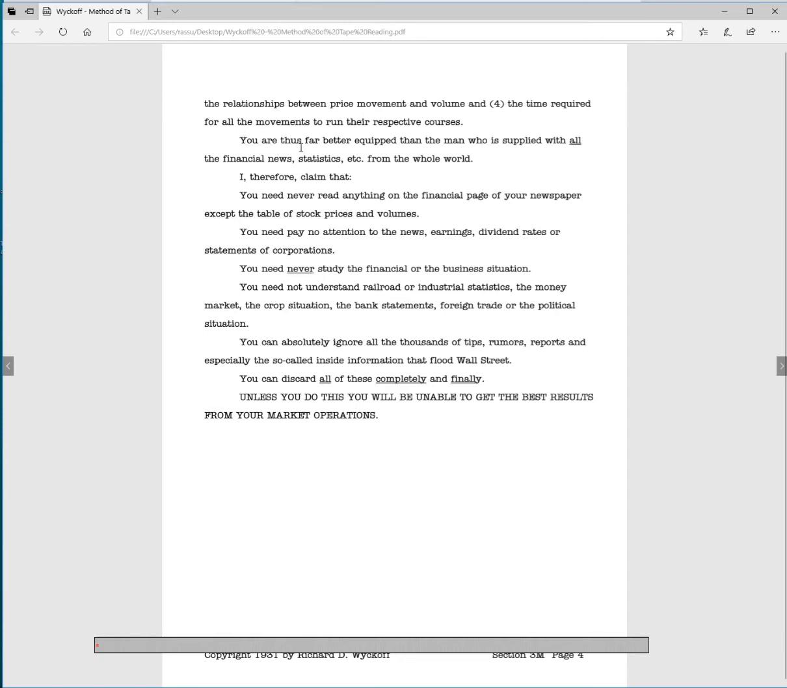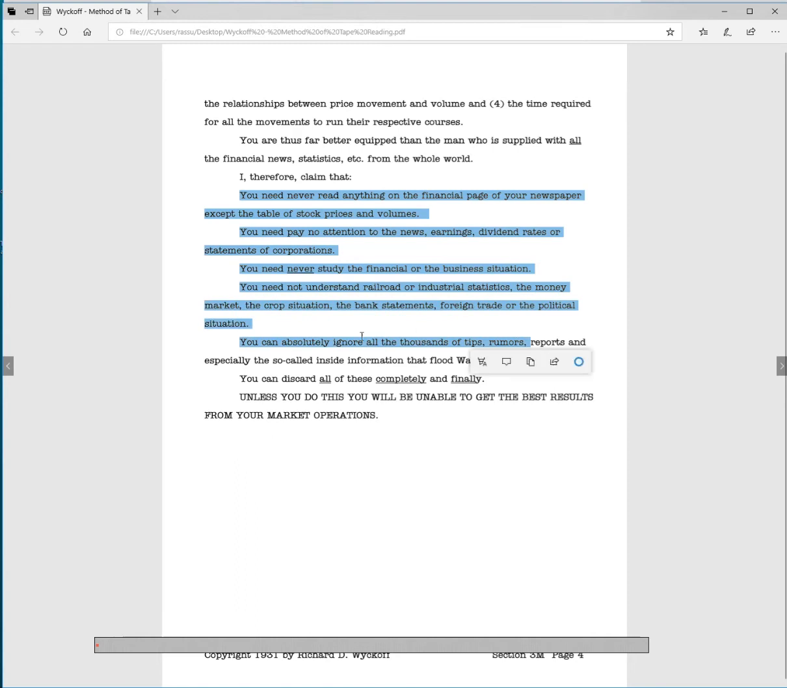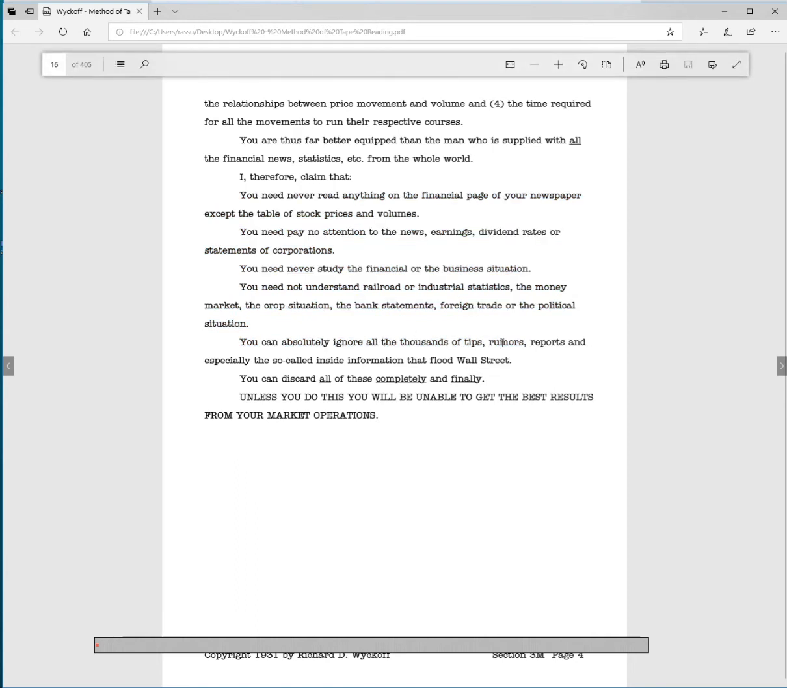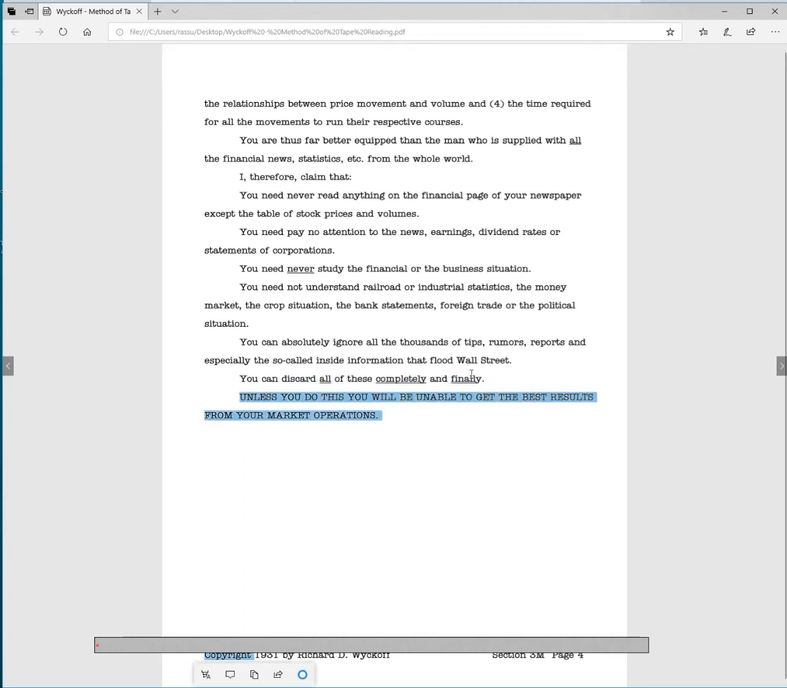You're thus better equipped than a man who is supplied with all the financial news. Why? Because all of it is already boiled down to the tape, which is what you're looking at via the chart. The chart is a graphical representation of the tape. You never need to read anything financial. You can absolutely ignore all the thousands of tips, rumors, reports. You can disregard all of it. And finally, unless you do this, you will not be able to get the results you want.